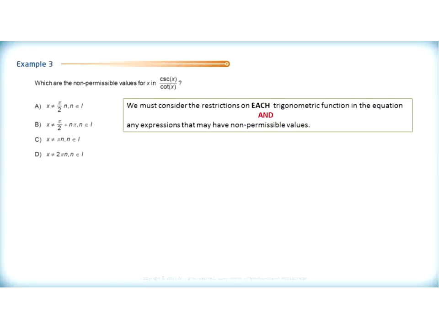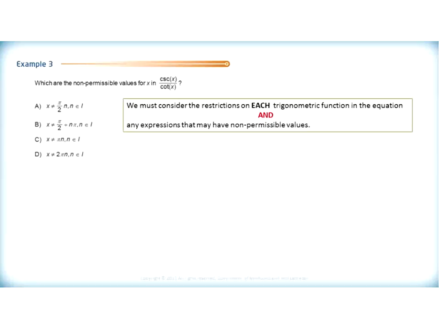Example 3. Which are the non-permissible values for x in the equation cosecant x over cotangent x? Again, it might be a good idea to pause the recording and try this one, but I've given you a hint here. You must consider the restrictions again on each trig function first, and then on any expression that may have non-permissible values as well. I'm going to do this.